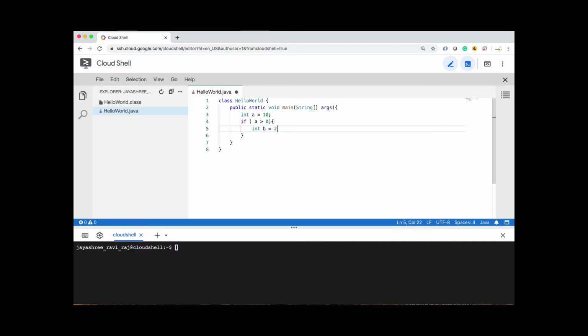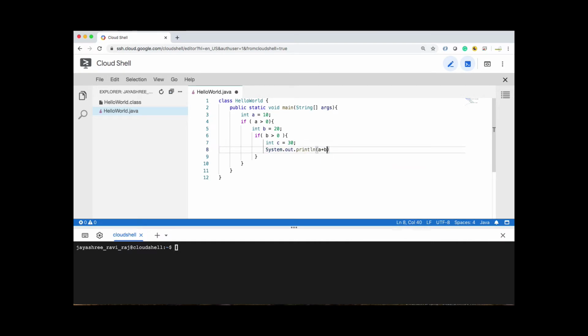That's pretty much it. So I'm going to declare another variable b equal to 20 inside the if block, and inside this again I'm going to have one more code block, and that would be having another variable called c equal to 30. So what do we have here? We have a equal to 10, which is inside the main method, and then we have b equal to 20, which is inside this if block, and then you have c equal to 30, which is inside this inner if block.